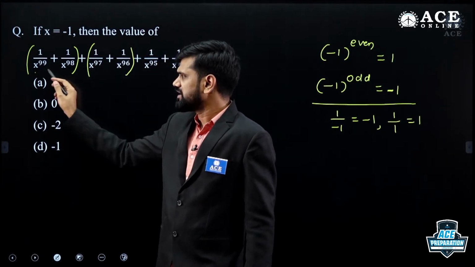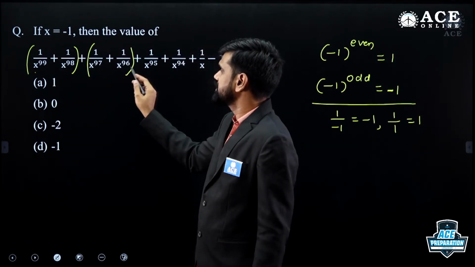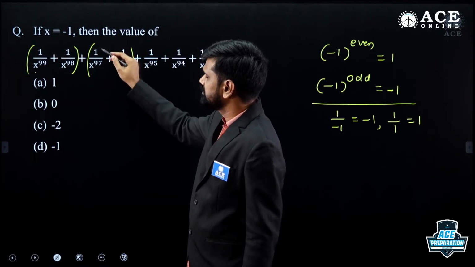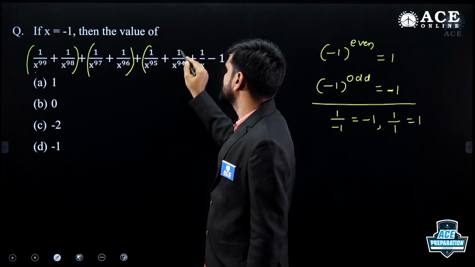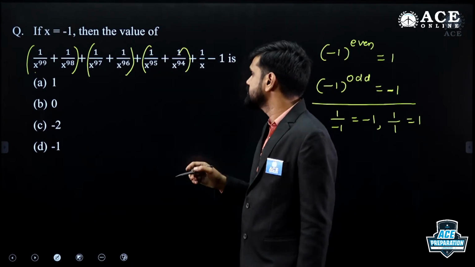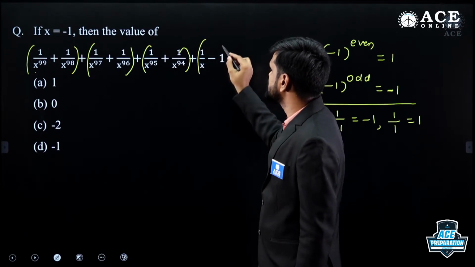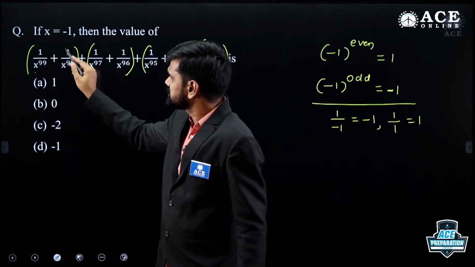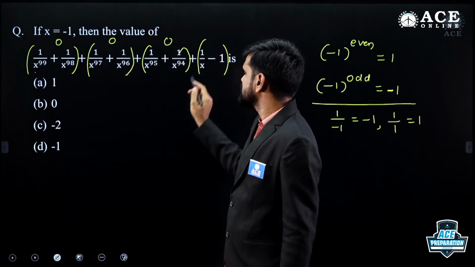So I am making it as a combination. Minus 1 plus 1 will become 0. Here also minus 1 plus 1 will become 0, because this expression will become minus 1, this will become plus 1. Minus 1 plus 1 will become 0. Similarly, one even, one odd, so this will also be minus 1 plus 1, that will also be 0. Now I am left with only what? 1 by x minus 1. So only this last part is left. All these parts are zeros only. So straight away you substitute x equal to minus 1.